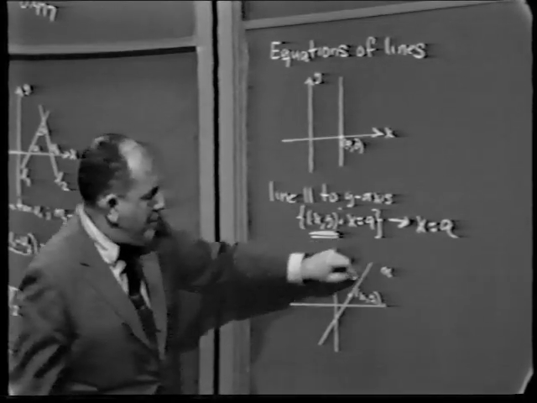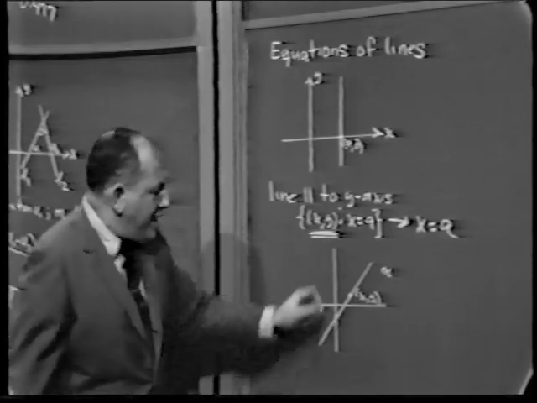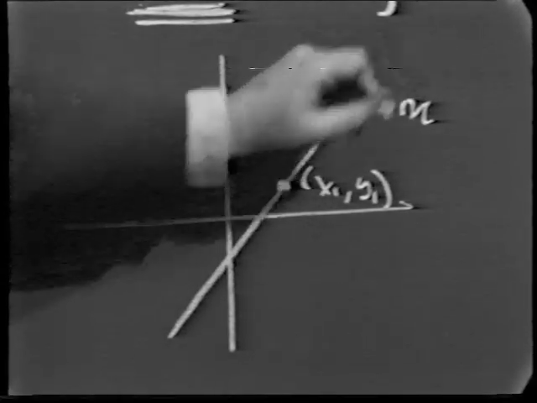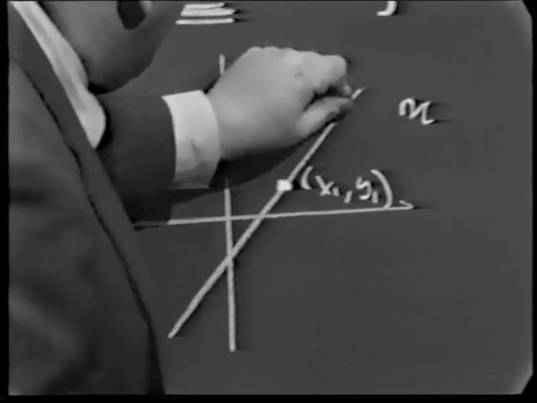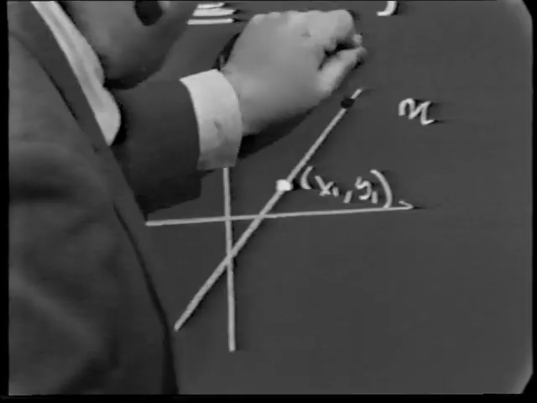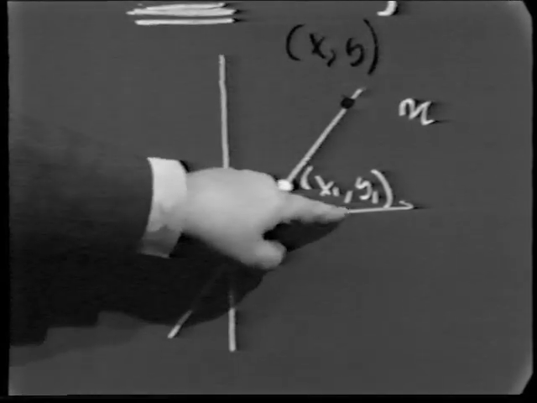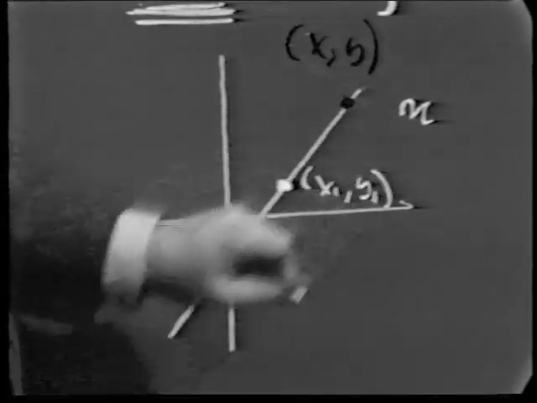Of course, the other possibility is, what if the line isn't parallel to the y-axis? And here, too, we say, OK, suppose we know a point on the line, and suppose we know the slope of the line. What we will do is pick any other point in the plane, which we will label arbitrarily (x, y), and see what equation (x, y) has to satisfy. How do the coordinates have to be related to be on this line?